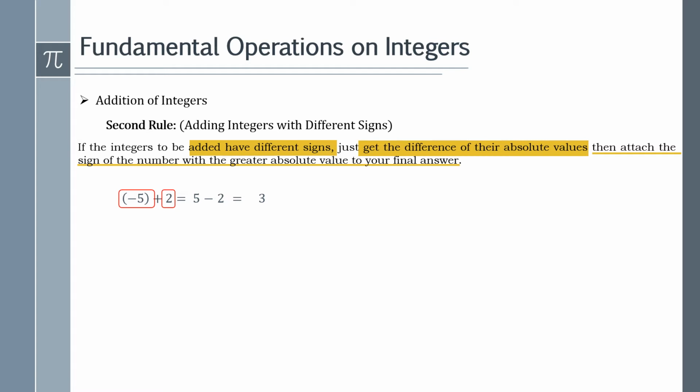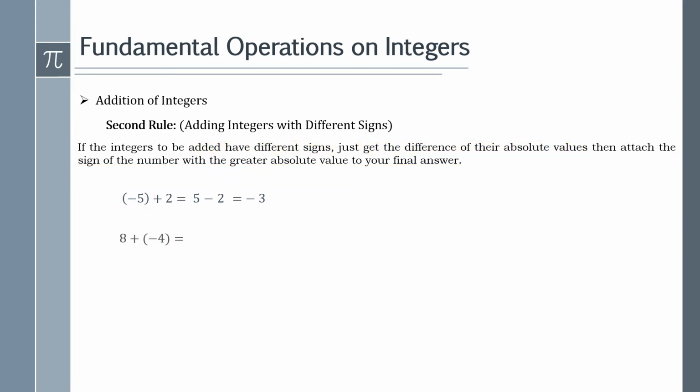Si 5 or si 2? What number is bigger or greater? Si 5 or si 2? Diba si 5? So ano yung sign ni 5? Diba negative? So yung sign ni 5 ngayon, yung i-attach natin class. So magiging negative 3 siya. Okay? Yan yung sabi niya na attach the sign of the number with greater absolute value. So, sino yung greater? Si 5. So, ano yung sign ni 5? Negative. So, i-attach natin ngayon sa final answer natin na 3. Okay? Next.